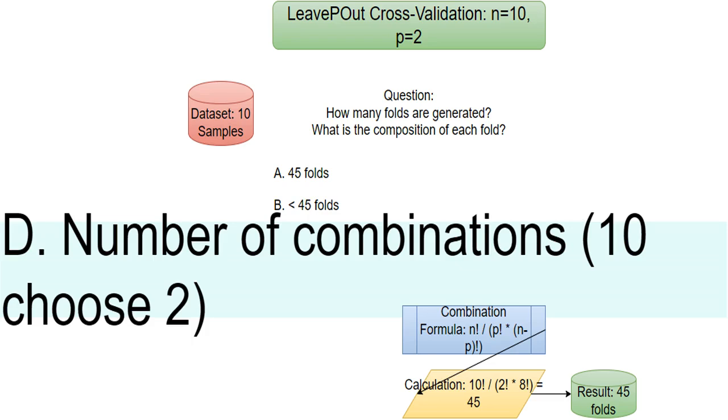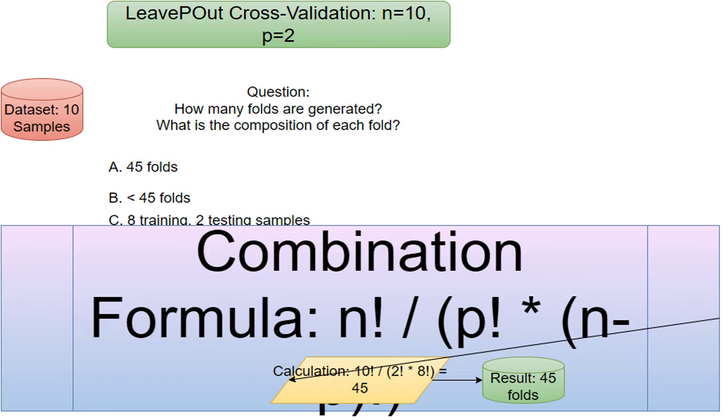It's asking, how many ways can you choose 2 samples out of 10, without considering the order? This is equivalent to the number of folds generated by LeavePOut. This is the mathematical formula for calculating combinations. N is the total number of items. P is the number of items chosen. The symbol represents the factorial, e.g., 5 factorial equals 5 times 4 times 3 times 2 times 1. It determines how many ways we can select P items from N items.